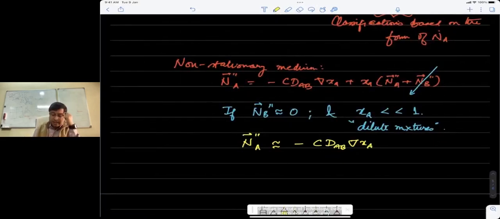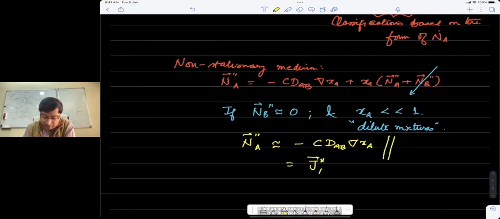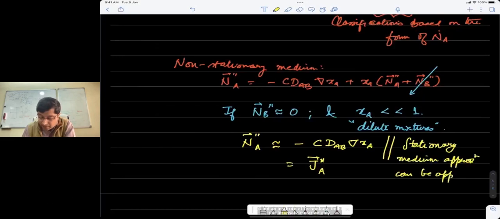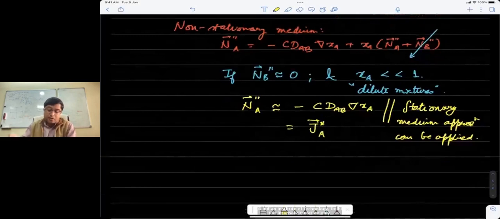So in such cases where these two conditions can be obtained, where the flux of, let's say, species b, in this case the dominant species, because a is present in very small amounts, is nearly zero, and the mole fraction of a is much smaller than 1, it's not just small, it is much smaller than 1, in that case the flux becomes the same as the flux given by Fick's law, and so the stationary medium approximation can be applied. Typically in mass transfer problems, we try to simplify to get a governing equation by using this approximation.